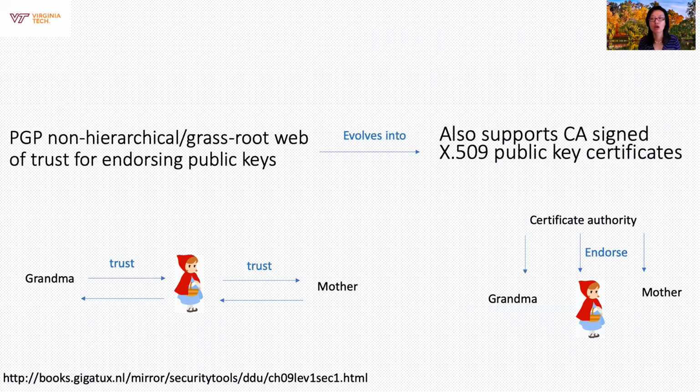So you can have this grassroots type of trust, and it's called the web of trust. If I trust Alice, and if I trust Little Red Riding Hood, and trust the grandma and mother, and we all trust each other, then we can sign each other's public keys and endorse each other's keys. That's the basic idea of PGP, and it gives citizens the ability to encrypt messages so that no one except the end recipient will be able to take a look.